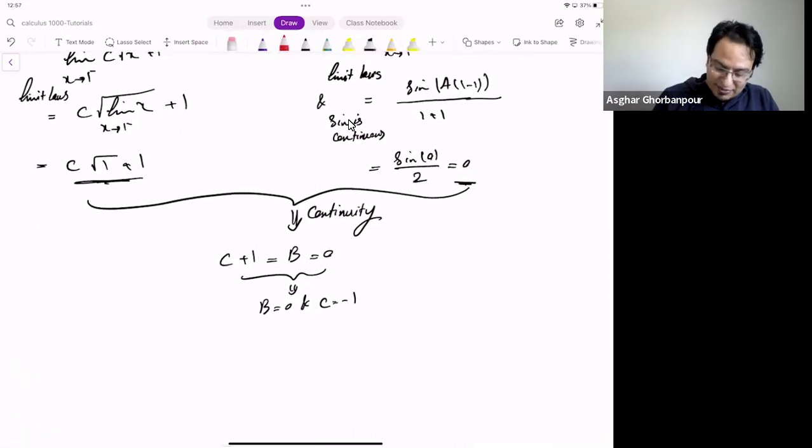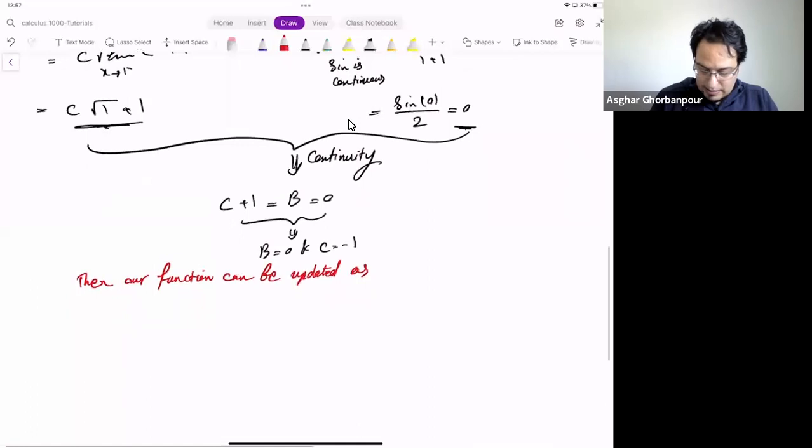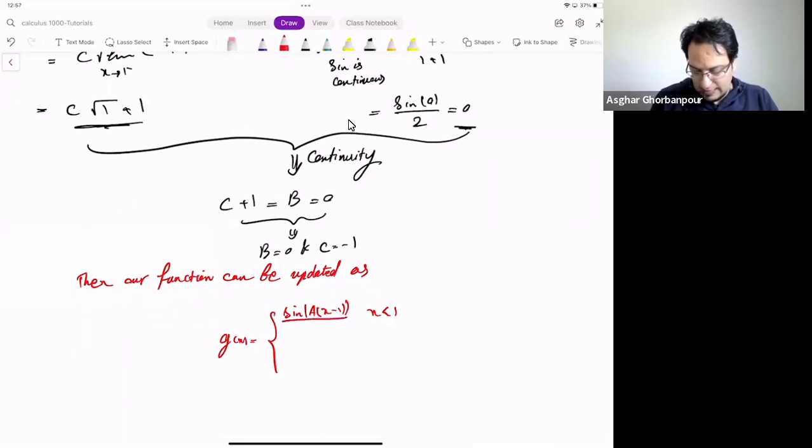So this gives us our function, which can be updated as this is f. Was it g of x for x less than 1? I haven't been able to put any condition on a, so I'll just leave it like that. For x equal to 1, I know that b is equal to 0. This is for x less than 1. Here c is negative 1, so root x plus 1.